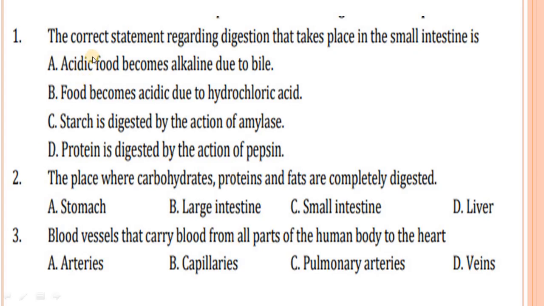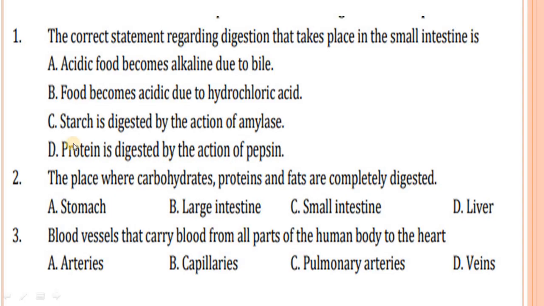So the first question: the correct statement regarding digestion that takes place in the small intestine is, and the four options are: acidic food becomes alkaline due to bile, food becomes acidic due to hydrochloric acid, starch is digested by the action of amylase, and protein is digested by the action of pepsin.